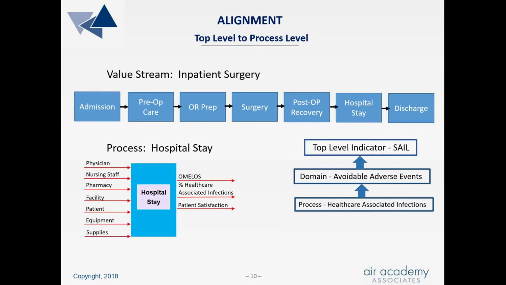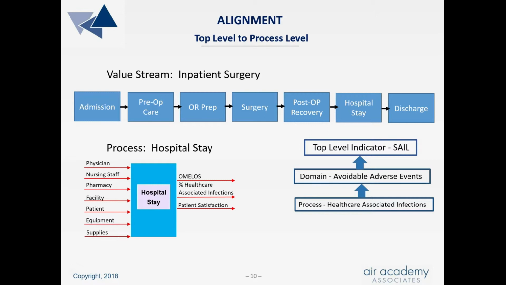there's a small probability that the patient can acquire a healthcare associated infection. Looking at the high-level process, hospital stay, it becomes evident that a measurement which tells us the health of that process, which is linked to healthcare associated infection, is, if you look on the right-hand side of the IPO, percent healthcare associated infections. If the team project results in a decreased percentage of healthcare associated infections, that in turn will improve the domain rating of avoidable adverse events. This in turn will have a positive impact on the overall SAIL rating.